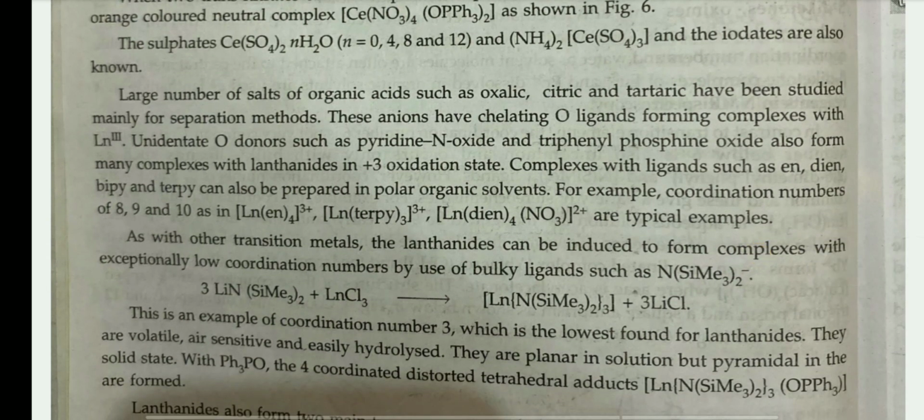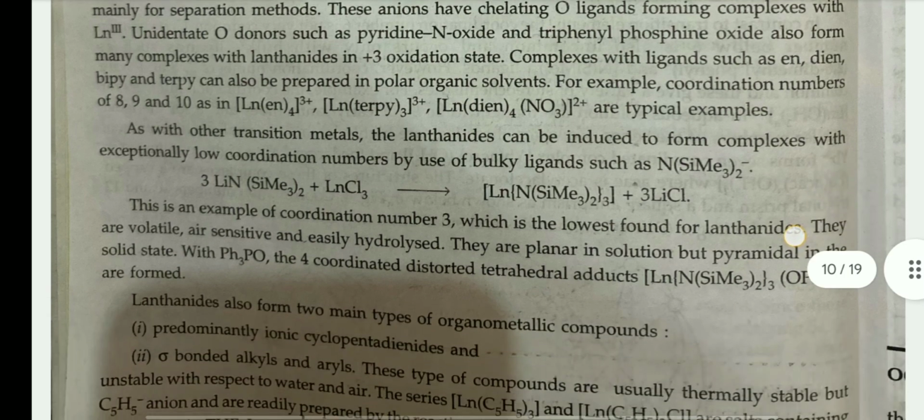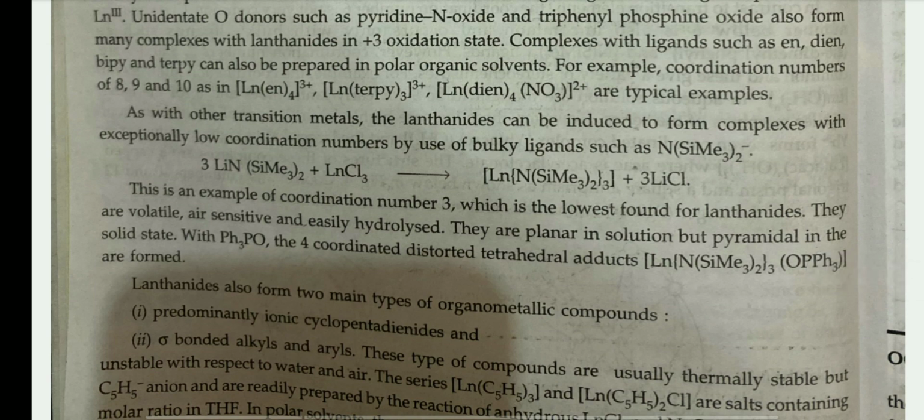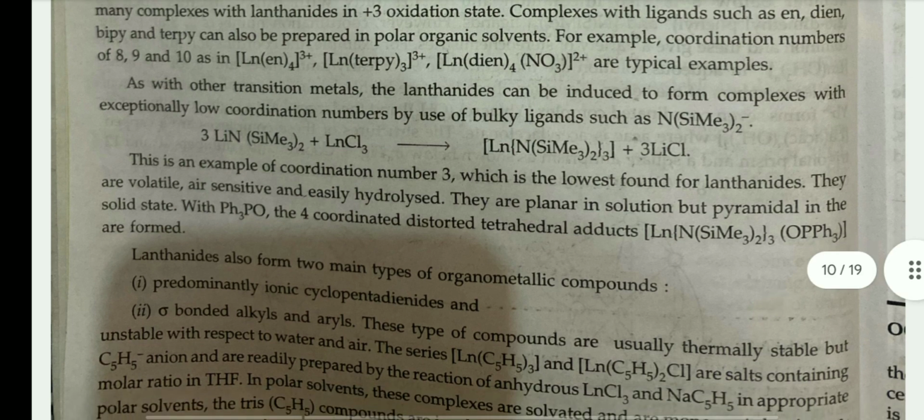As with other transition metals, the lanthanoids can be induced to form complexes with exceptionally low coordination numbers by use of bulky ligands such as N(SiMe3)2-. This is an example of coordination number 3, which is the lowest found for lanthanoids. They are volatile, air sensitive, and easily hydrolyzed. They are planar in solution but pyramidal in the solid state. With Ph3PO, four coordinated distorted tetrahedral adducts are formed.